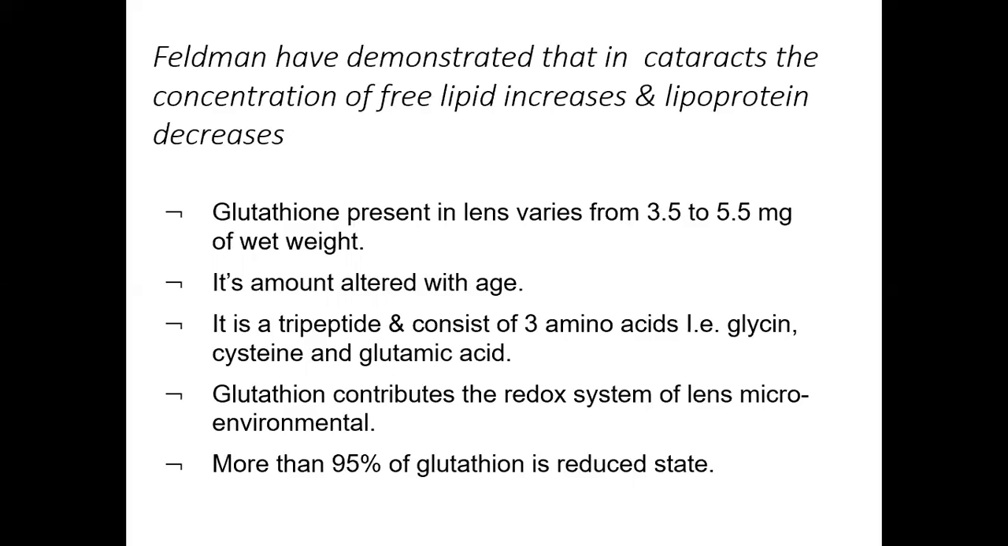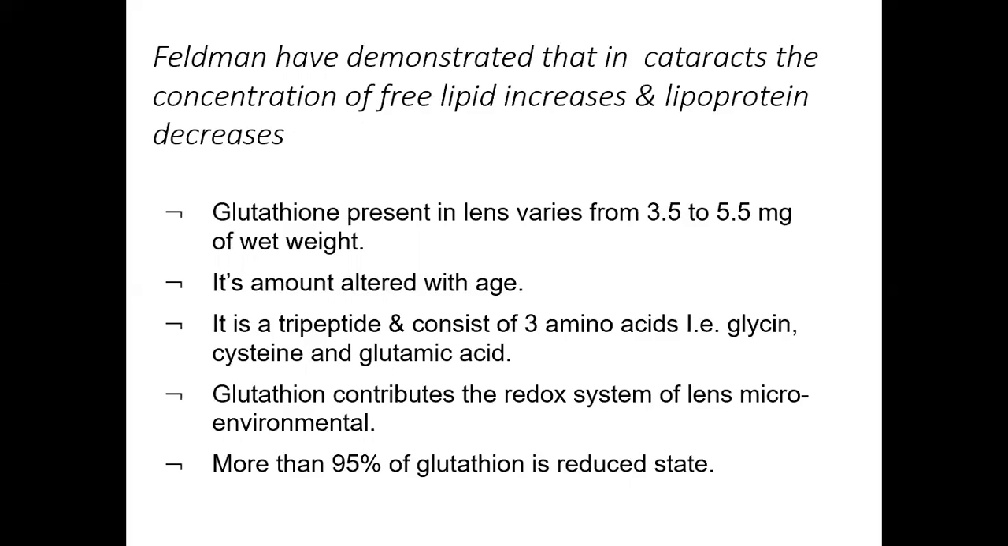Glutathione present in the lens varies from 3.5 to 5.5 mg per weight. Its amount alters with age. It is a tripeptide and consists of 3 amino acids, that is glycine, cysteine, and glutamic acid. So 3 types of amino acids are present there. That's why it's called a tripeptide. And the names are glycine, cysteine, and glutamic acid.